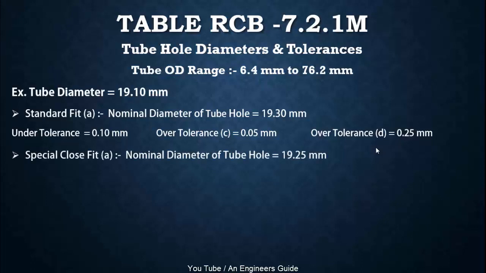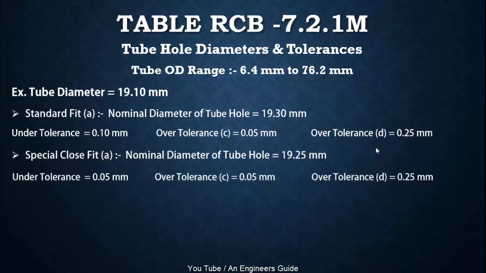The other type of fit is special close fit. If your applicable type of fit is special close fit, the nominal diameter of the tube hole will be 19.25 mm. So we can see there is a difference between standard fit and special close fit. With under tolerance of 0.05 mm, over tolerance as per column C is 0.05 mm and over tolerance as per column D is 0.25 mm. So there is a difference in under tolerance values also.